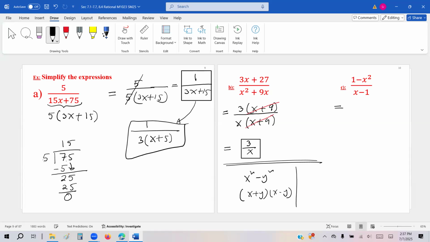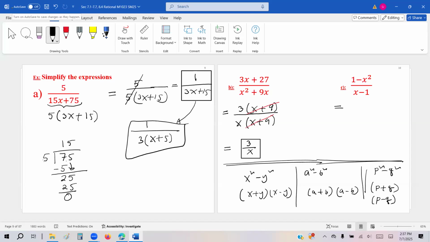Let's say you have a squared minus b squared. What are the factors? A plus b, a minus b. Now let's say you have p squared minus q squared. What are the two factors we have? P plus q, p minus q. Right? No question, right? These are true.